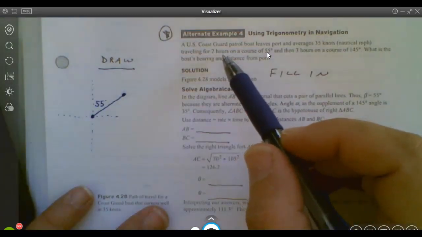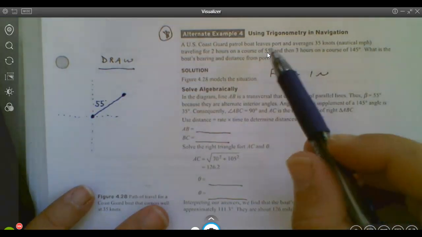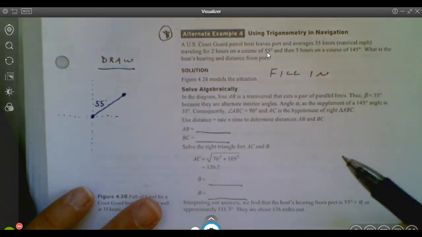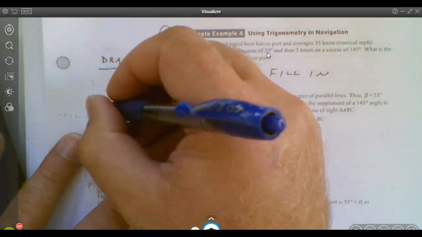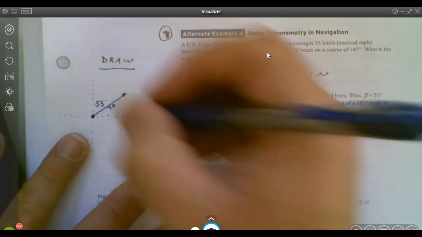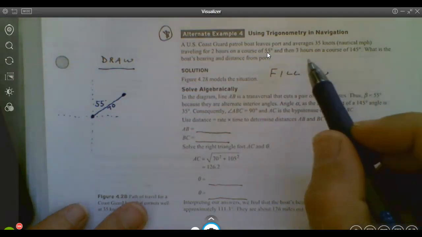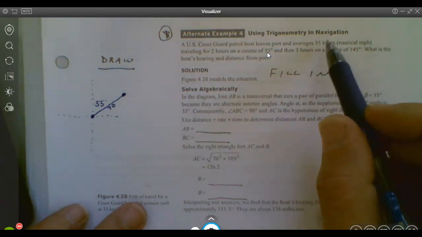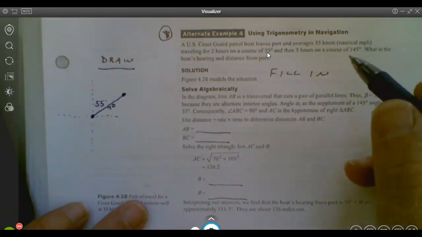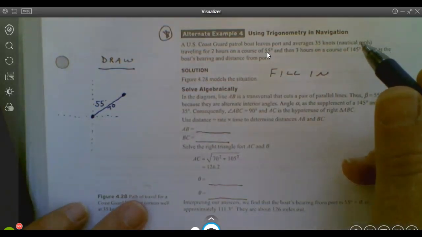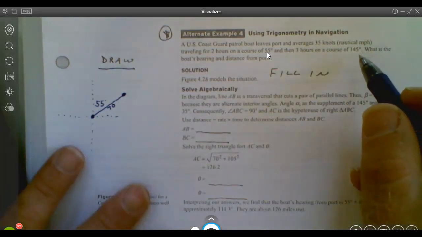If it was for 2 hours and he's going 35 nautical miles per hour for 2 hours, right, that puts us up to 70 miles. So that would be our length of that segment right there. From there, now he's going to change course, and for 3 more hours, so if I do 3 times this, that's going to give us, what, 105 miles for the next length. So it's going to be a little longer than that guy. But this one's at a course of 145.